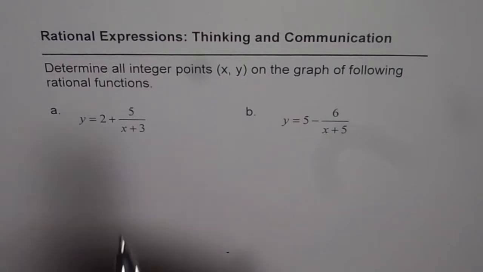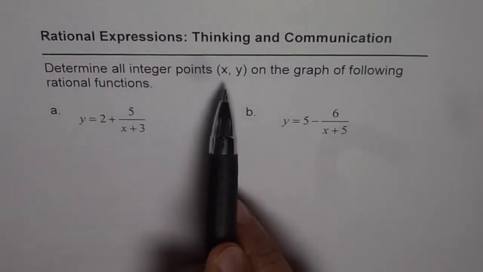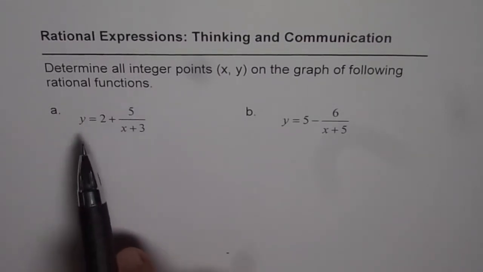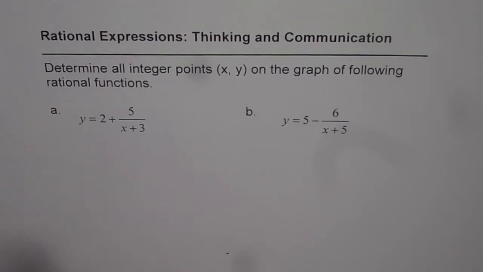The question is, determine all integer points (x, y) on the graph of the following rational functions. I've given you two rational functions here. The first one is y equals 2 plus 5 over x plus 3. The second one is y equals 5 minus 6 divided by x plus 5. I'll solve one of them. You'll understand the strategy, and that should help you to solve the next question on your own.